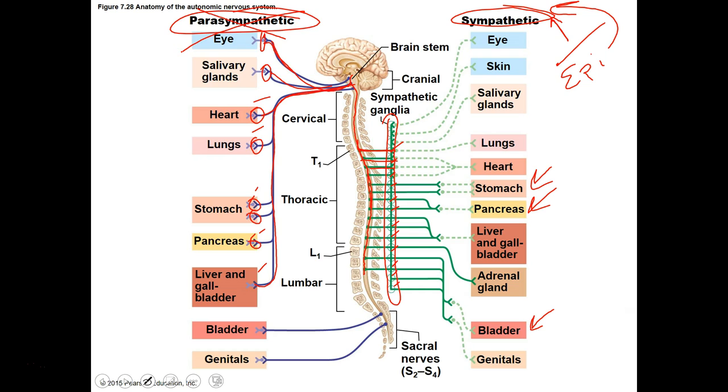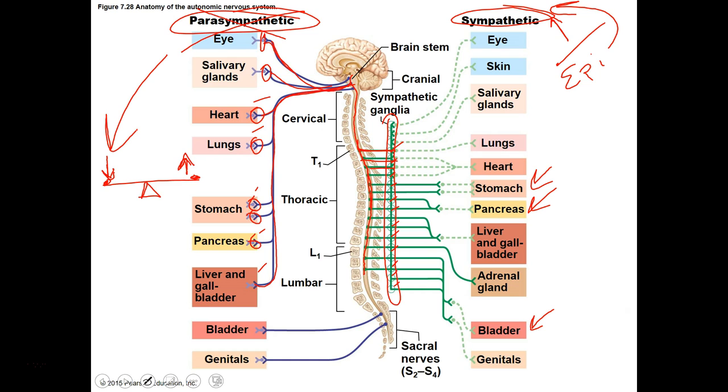Remember, if we're on a teeter-totter like this, and they're both balanced, right? But if we actually suppress this side, if we give a drug that pushes this side down, this side's going to take over. We can actually give medications that do that. Or we can give a medication that's going to increase this side and as a result will decrease this side. But if we give a medication on this side that decreases the parasympathetic, there's a few out there.